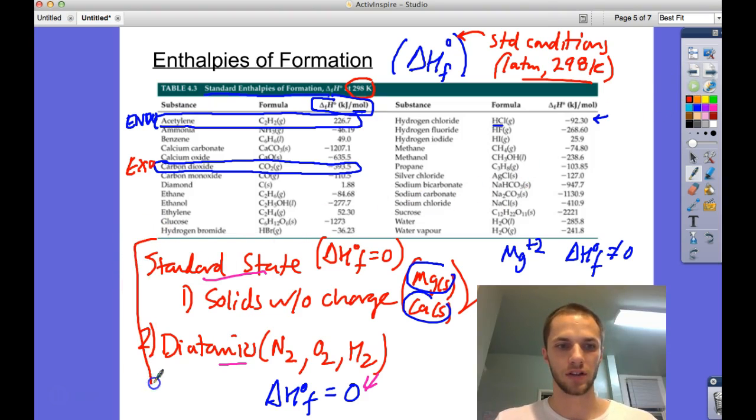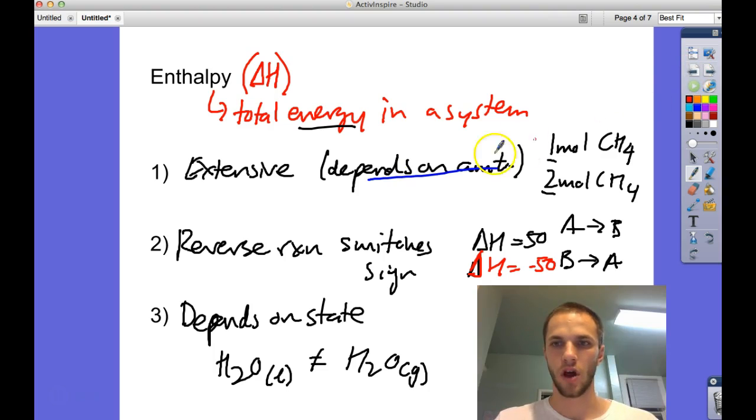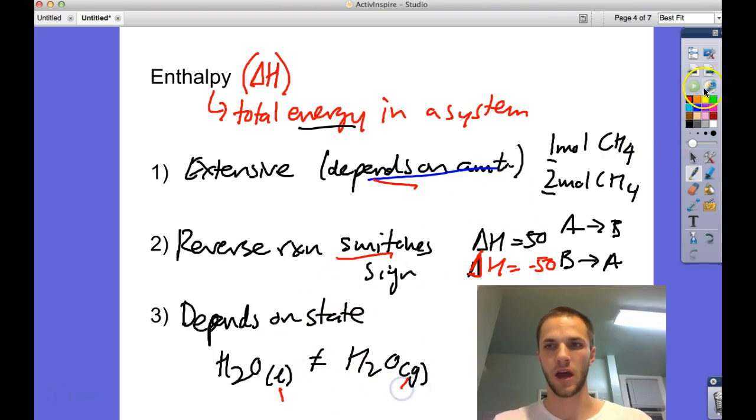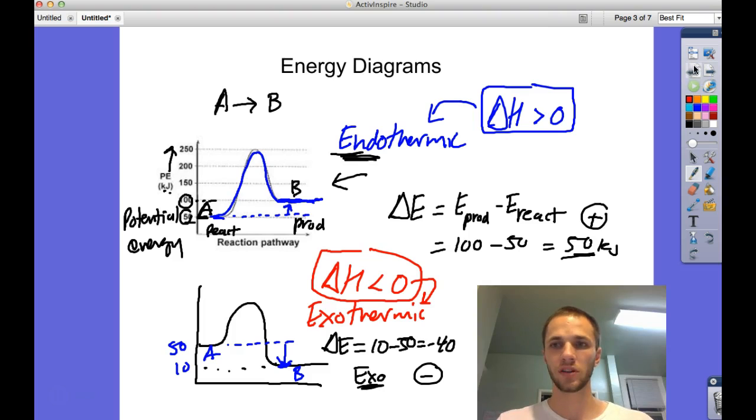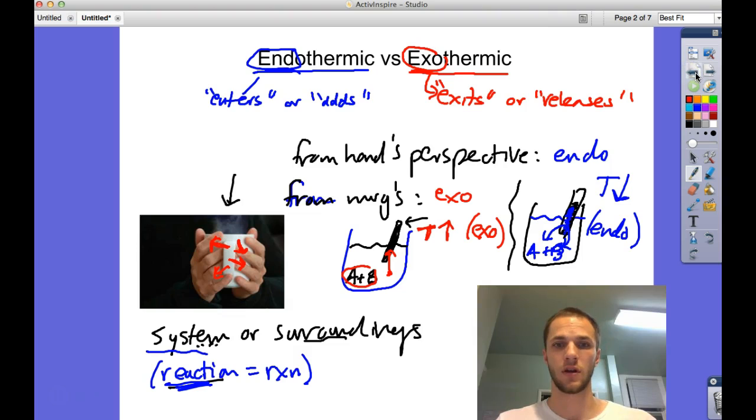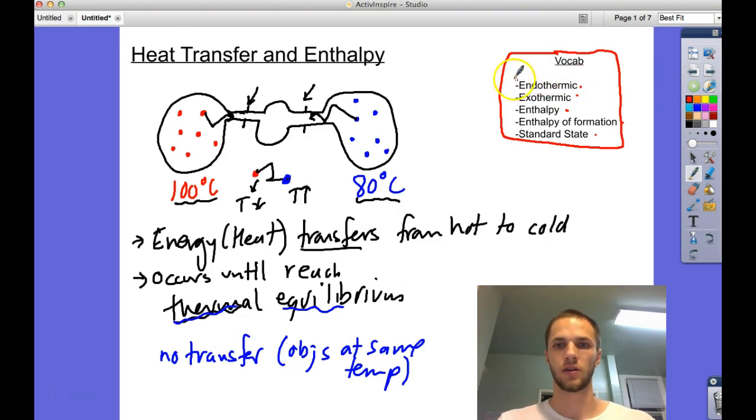Knowing our standard state processes, knowing that enthalpy depends on the amount, it switches sign if we reverse it, and it depends on the state, liquids and gases matter. Understanding energy diagrams and predicting endothermic or exothermic from these, as well as knowing that that depends on the perspective of the compound. And finally, knowing our vocab terms for heat transfer from hot to cold.